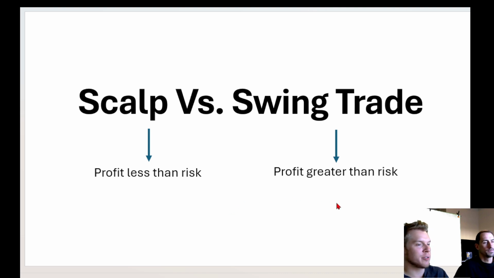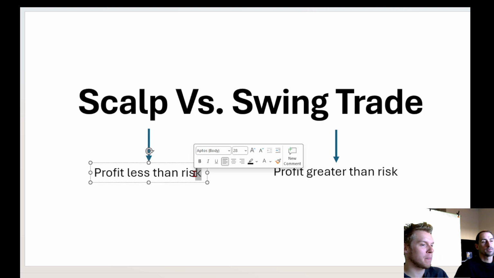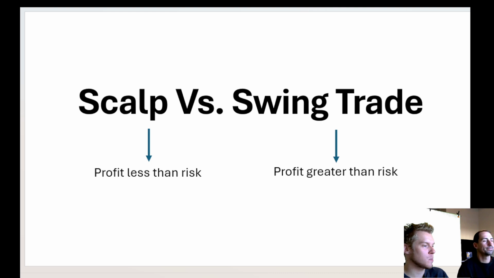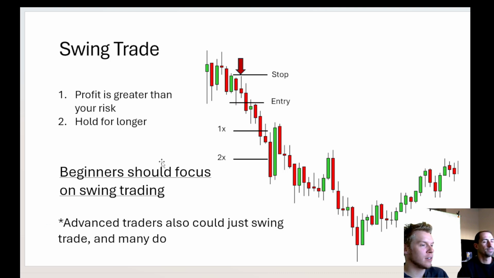And there's two types of trades you can take. Basically, there's a scalp order where your profit is less than your risk, and there's a swing trade, which basically means your profit is greater than your risk. So this is an example of a swing trade. If I'm selling below this bear bar, my entry is right here, and I'm going to put a stop order above this.